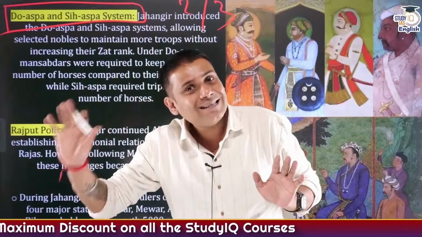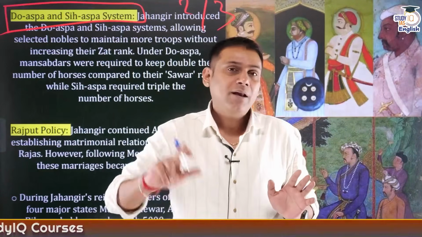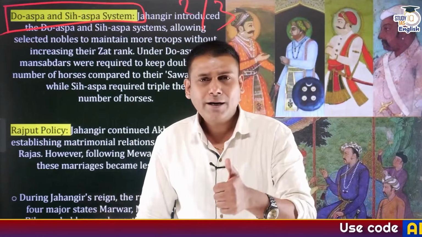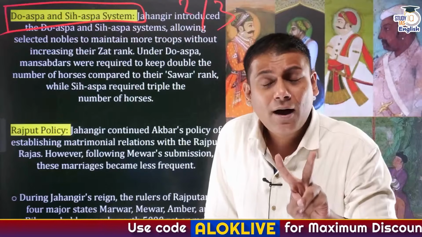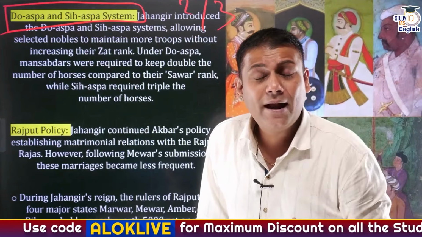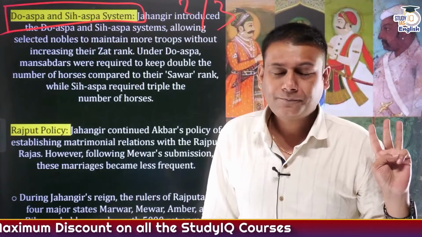And we will understand about this when we study the Mansabdari system in quite depth and detail. Got it? So for now, just remember one thing. Duhaspa, double the number of horses to be maintained. Sihaspa, triple the number of horses to be maintained.